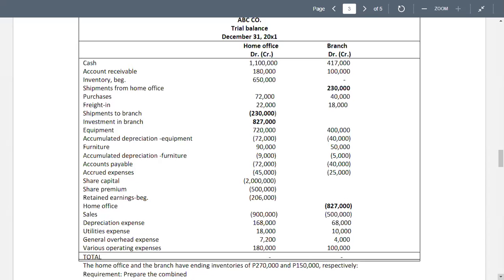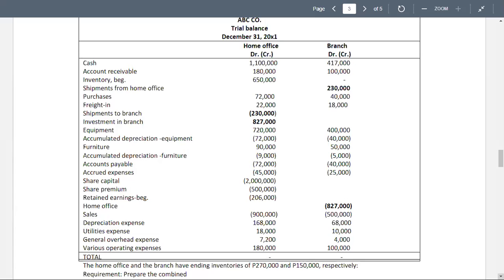Number 1, you are going to eliminate the reciprocal accounts. And the reciprocal accounts are investment in branch, 827,000 debit, and home office, 827,000 credit. So, elimination entry A: debit, home office, 827,000, and credit, investment in branch.